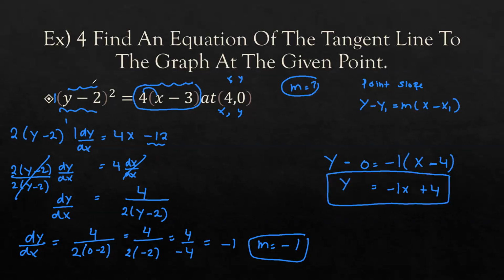Okay, so on this one, we had to find the slope. We also had to use point slope form, and we had to do implicit differentiation.